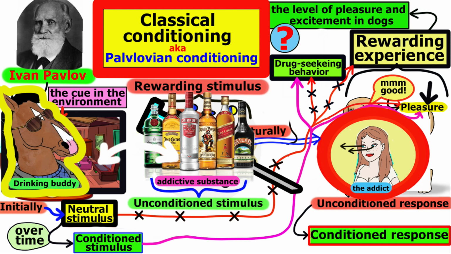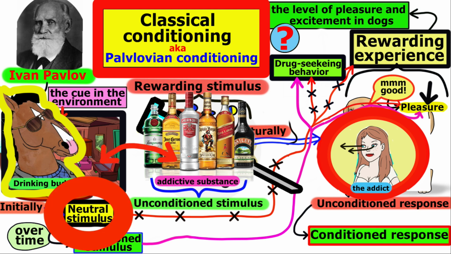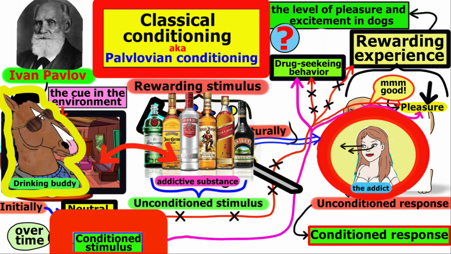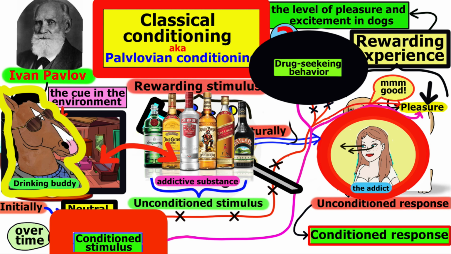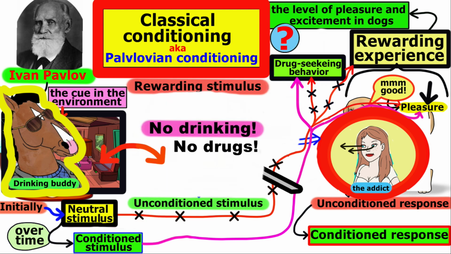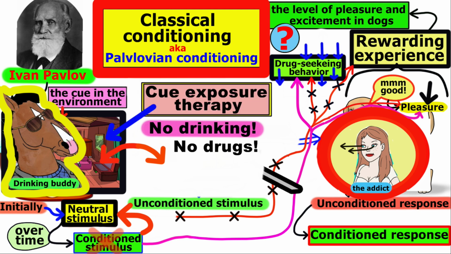So initially, the presence of Bojack is a neutral stimulus. Then it becomes a conditioned stimulus because it can trigger the drug-seeking behavior. If Sarah Lynn saw Bojack repeatedly, without engaging in addictive behaviors, his presence would lose the power to induce cravings because the presence of Bojack would become a neutral stimulus again, as in the beginning. This is the mechanism of the cue exposure therapy.